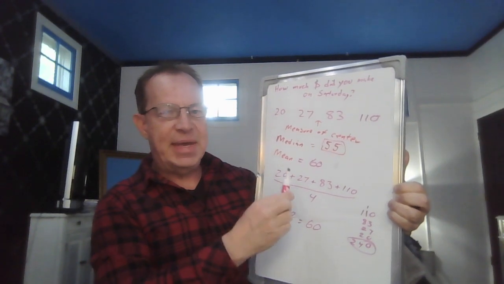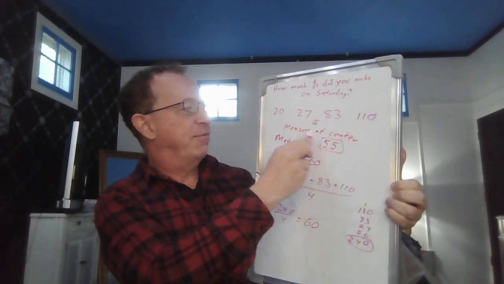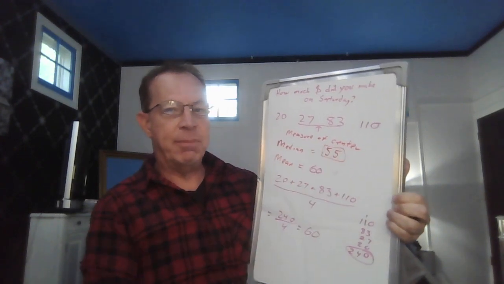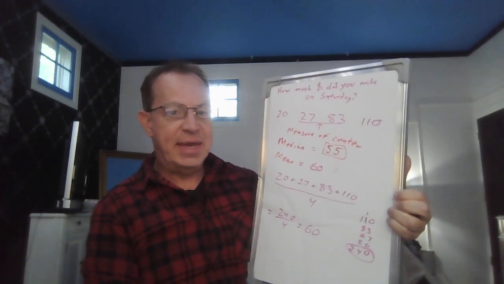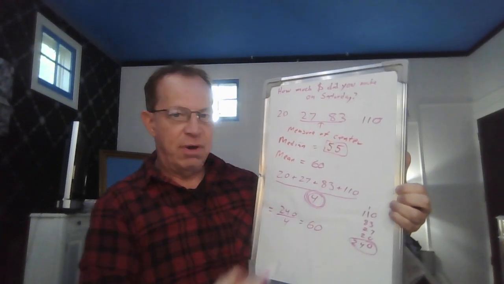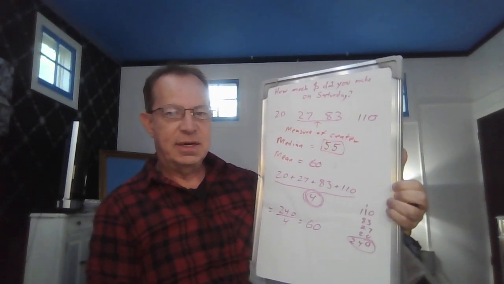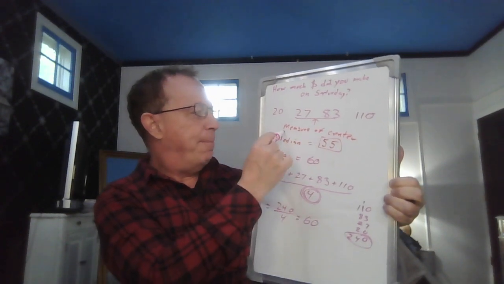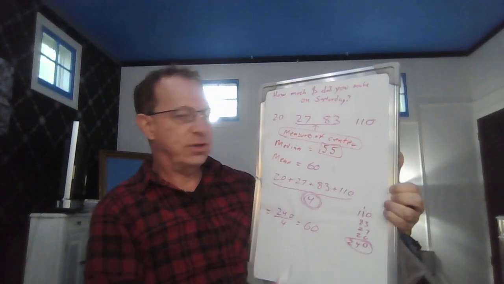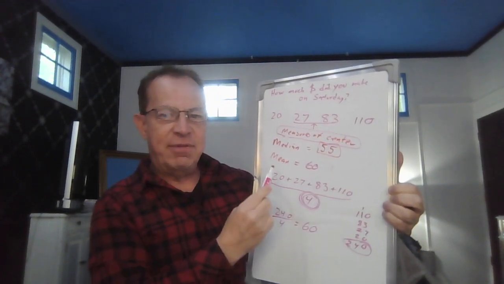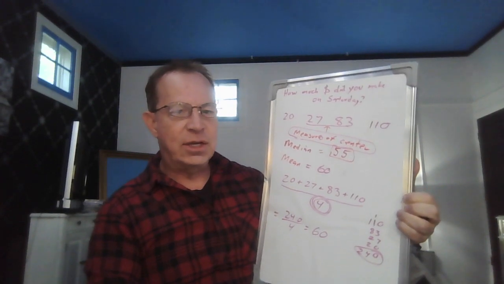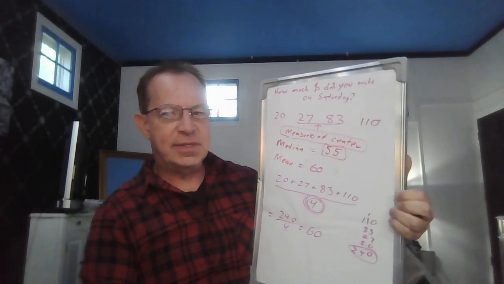Okay? So you could do that for any data set. To find the median, you find the middle value, and if you need to, you take the mean average of the two middle numbers. And to find the mean, you just add up all the numbers and then divide by the number of values in the data set. And so now we have two measures of center. The median is 55 and the mean is 60. Okay? And we'll take a look at some other ideas in the next video.